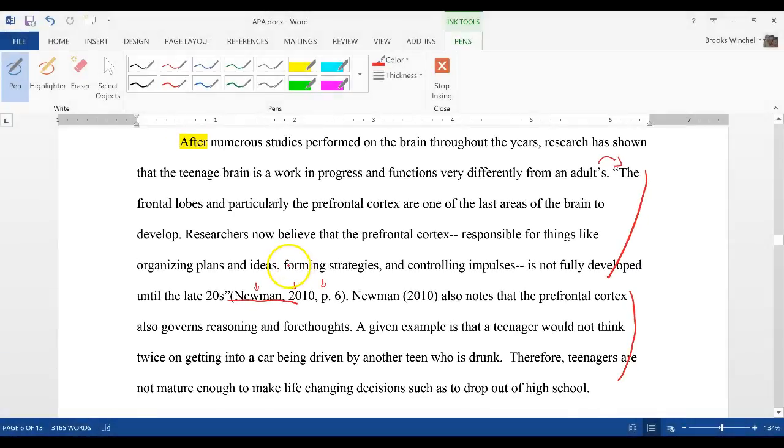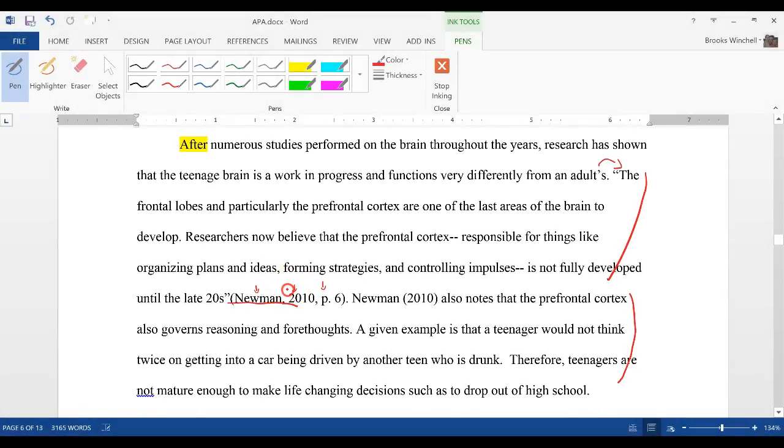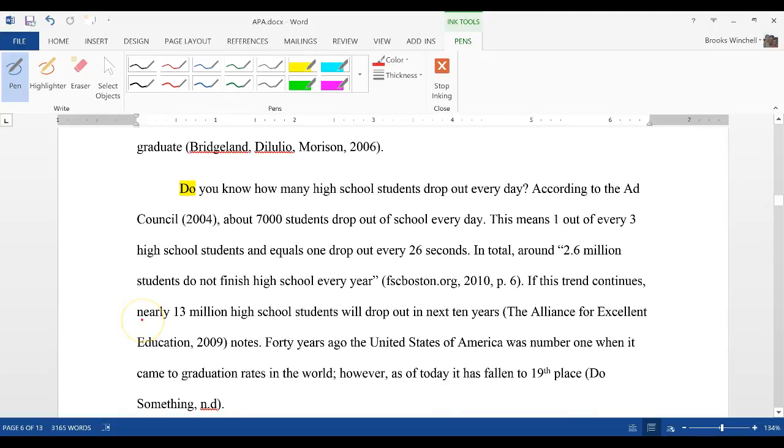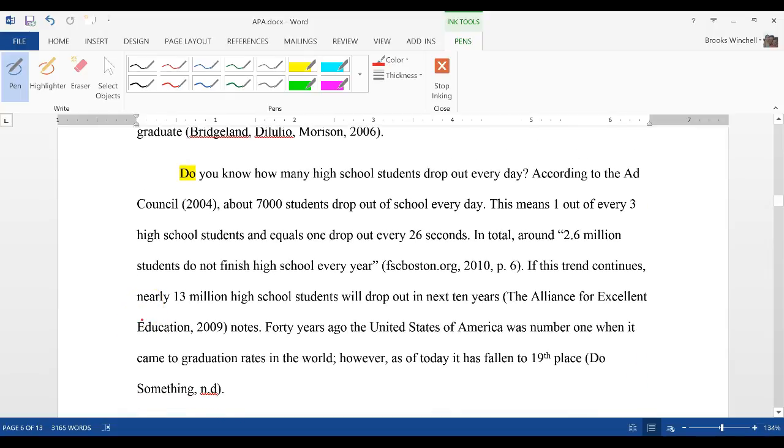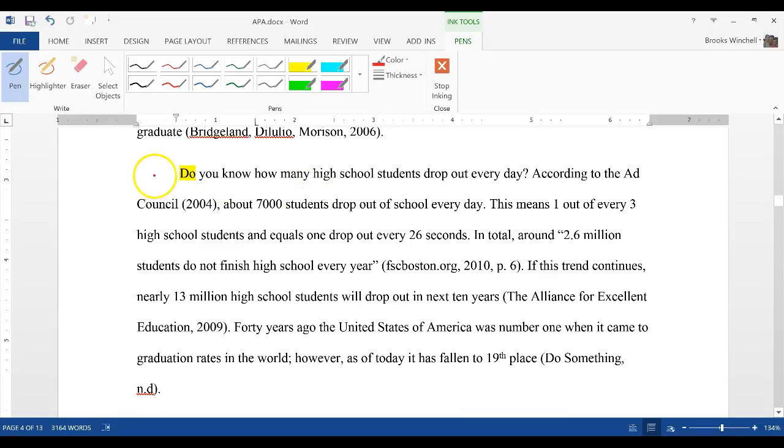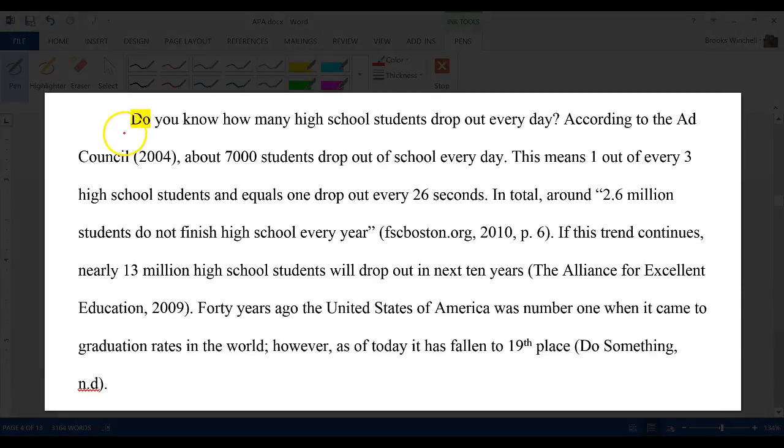Let's take a look at one more example. So this is just a single author. So this is building a paragraph on a single author. But let's take a look at this paragraph as well. So here's another example of a paragraph that talks about some of the statistics about dropping out. And in this paragraph, the author uses multiple sources.